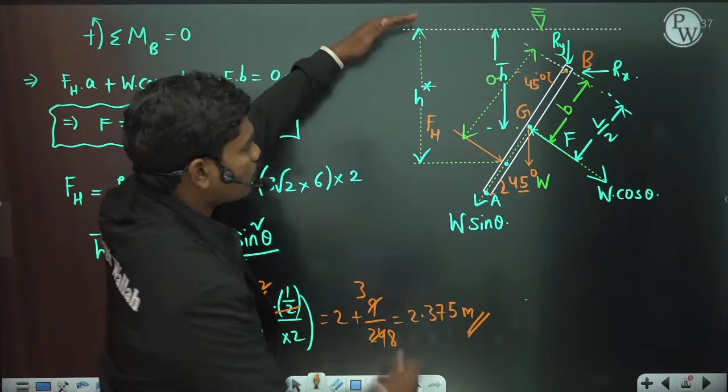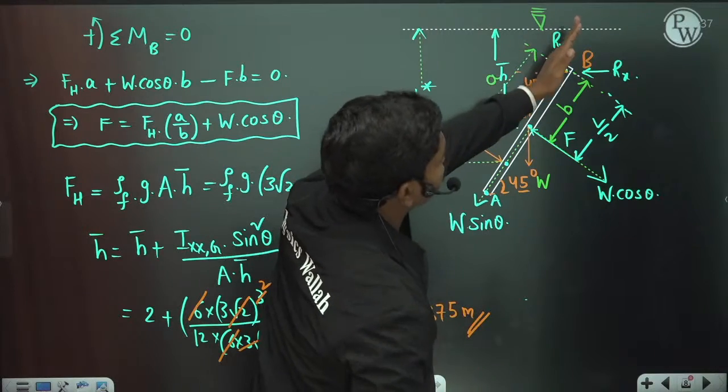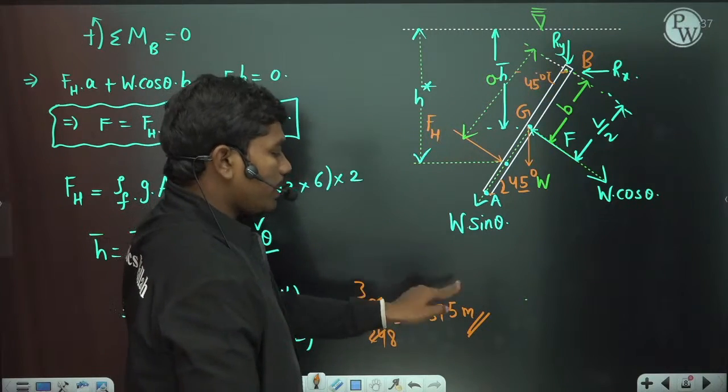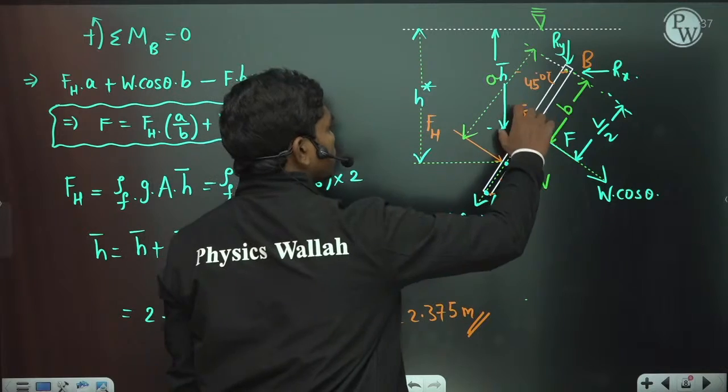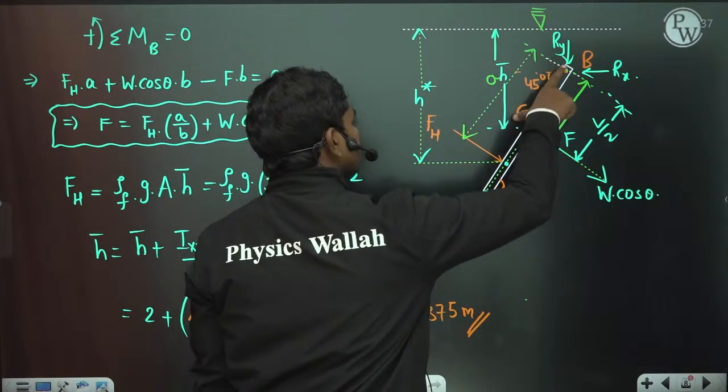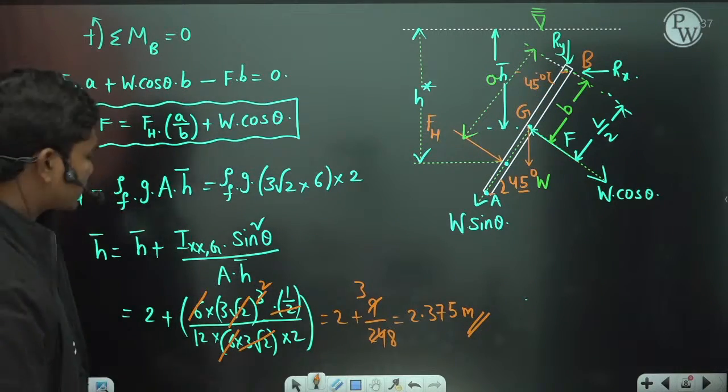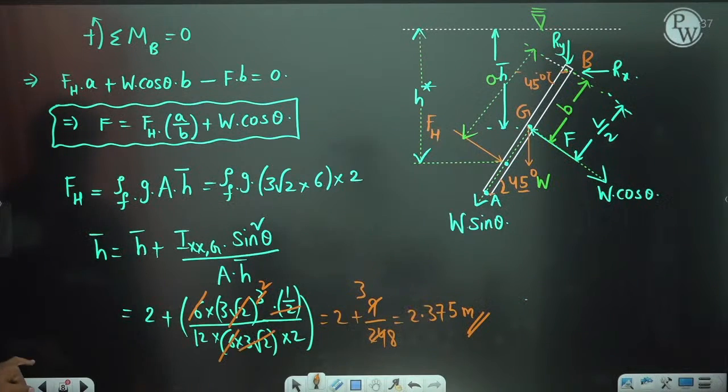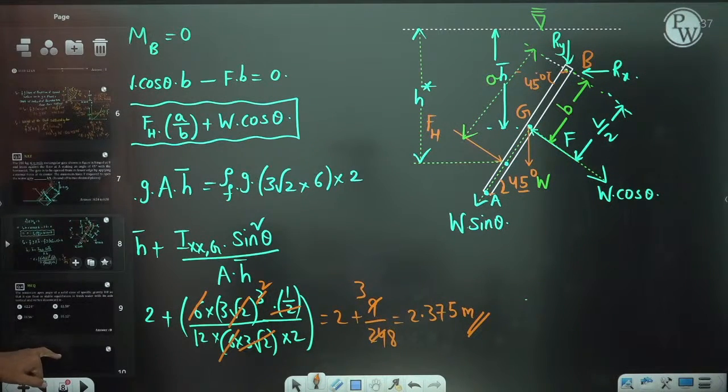If this is 2.375, then what is the slant height for this triangle? 2.375 divided by square root of 2. From that you need to take this value. Okay, so let us see how it comes out. Let us take one more slide.